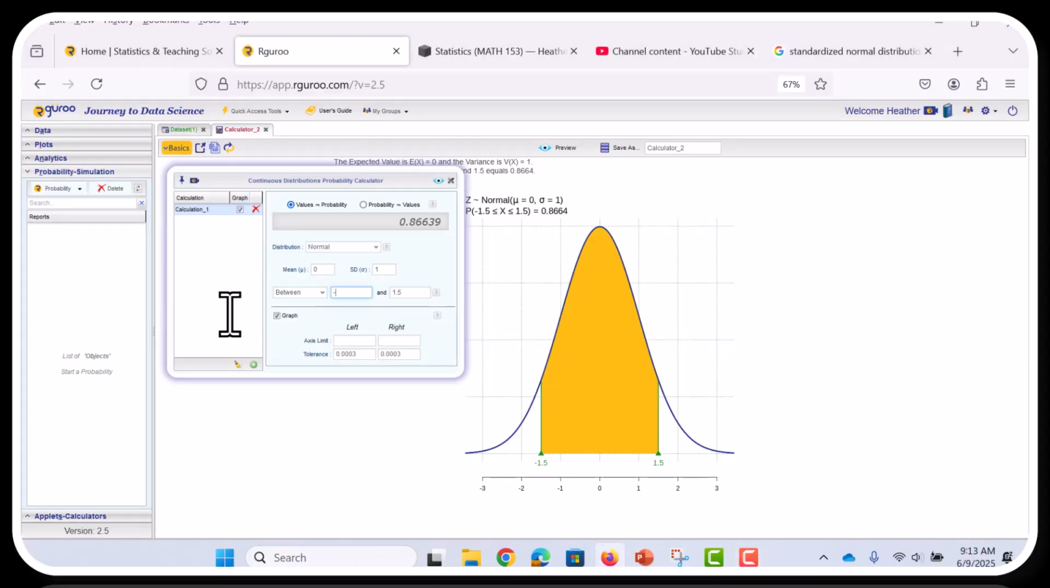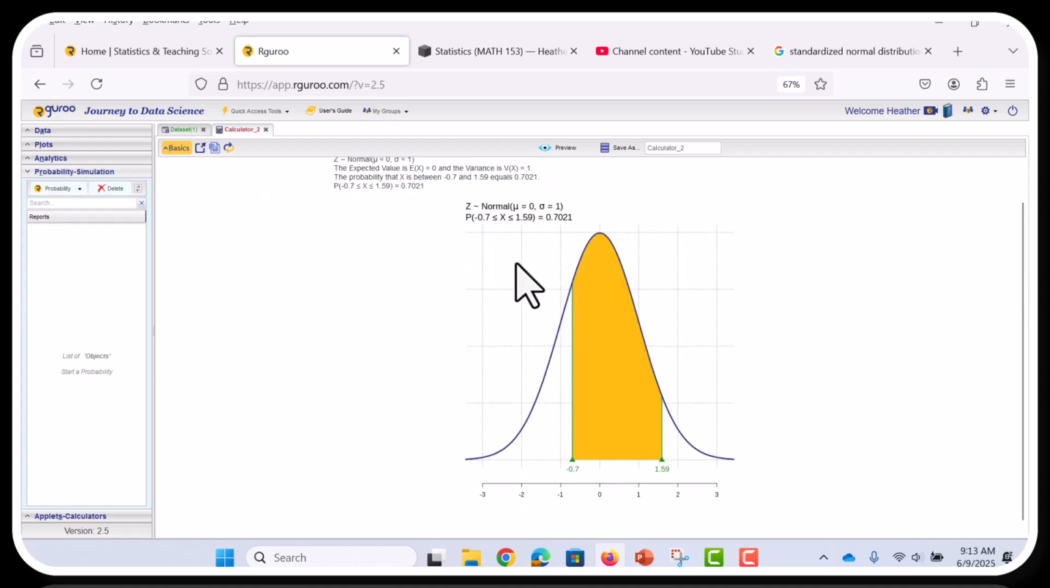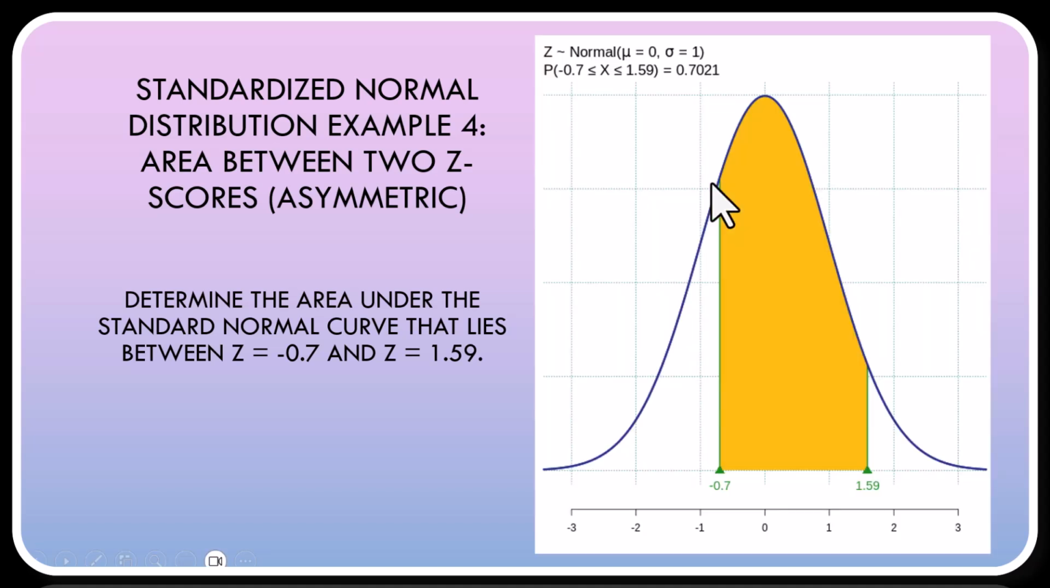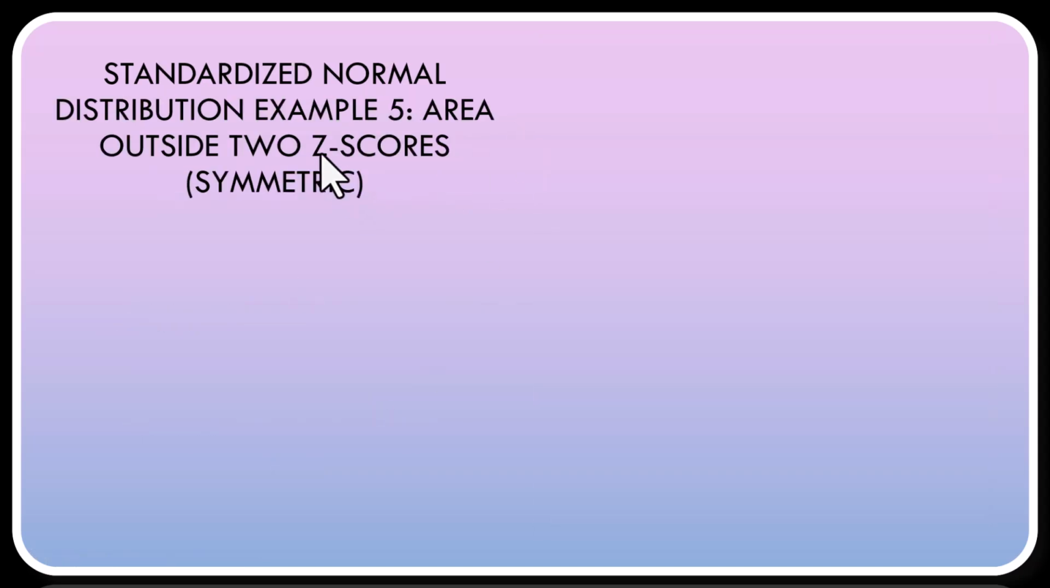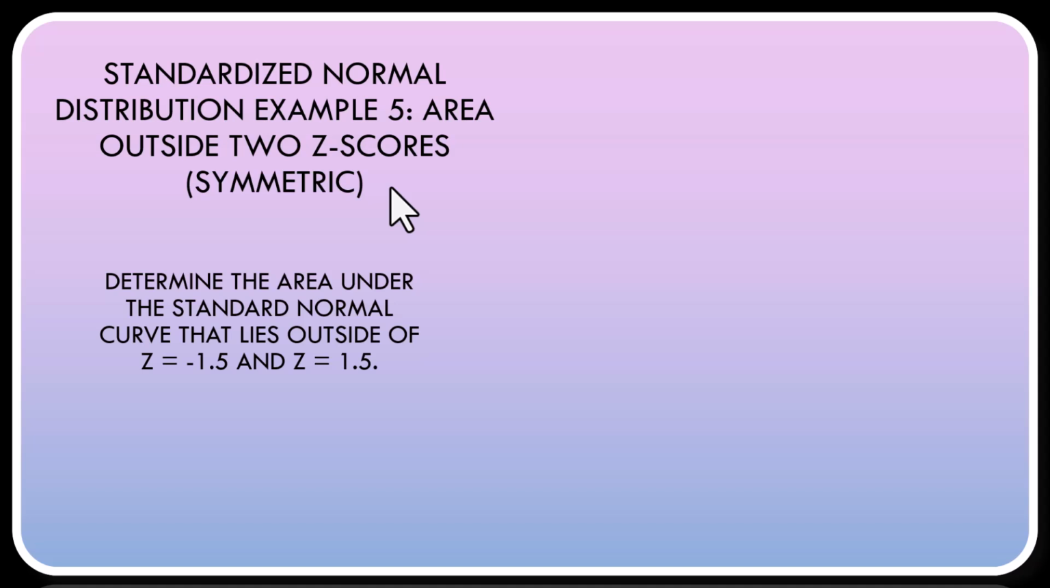This time, the only thing I have to change are the two z-scores. So I type in negative 0.7 and positive 1.59. Again, hit the little eyeball. Okay, and here is my picture, and here is my probability. As you can see, the probability is about 0.7, or about 70%. So let's do the last type of problem. This time we are going to find the area outside of two z-scores if those z-scores are symmetric. We want to find the area outside of z equals negative 1.5 and positive 1.5. So let's go to RGuroo and see what that would look like.